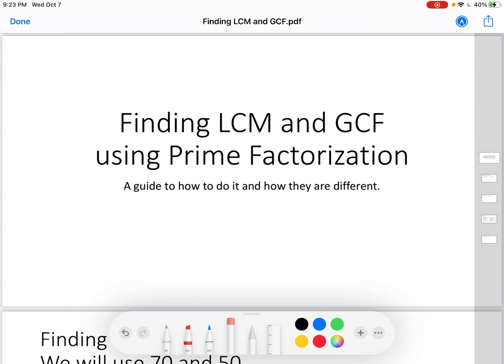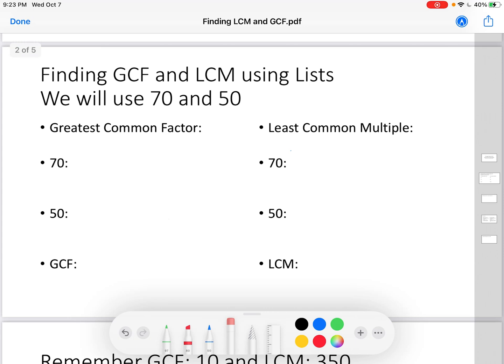All right, it's time to find out how to find the least common multiple and greatest common factor using prime factorization. I want to show you how to do each one of them, and I want to show you how they are different from each other. Okay, let's begin. Let's start with what you know.